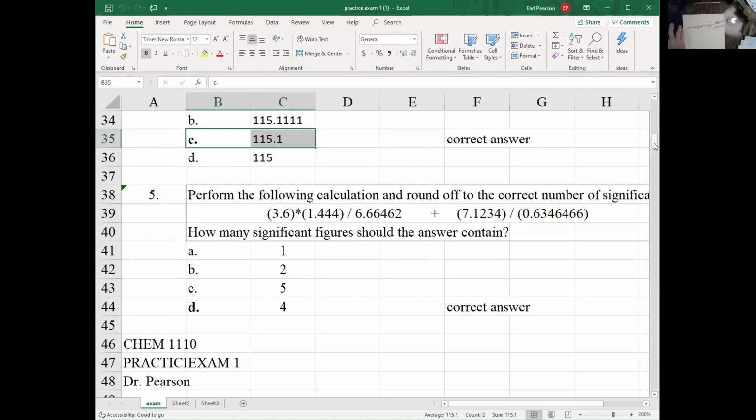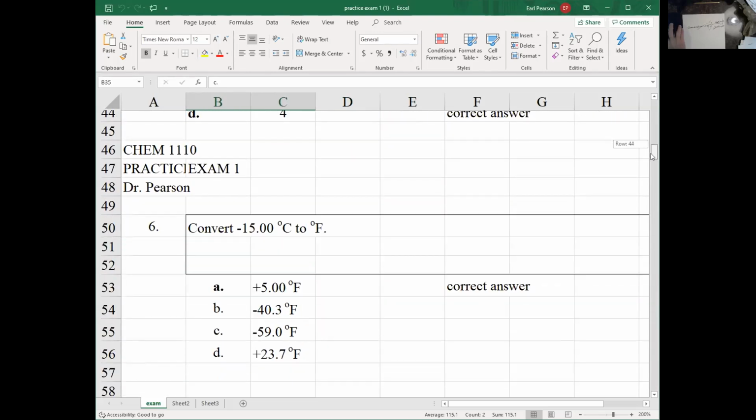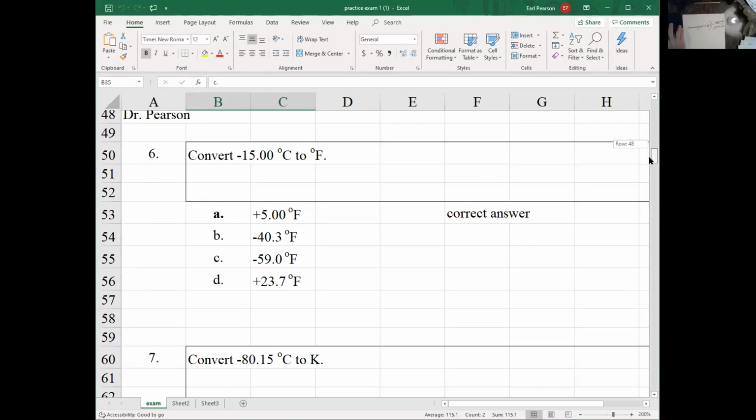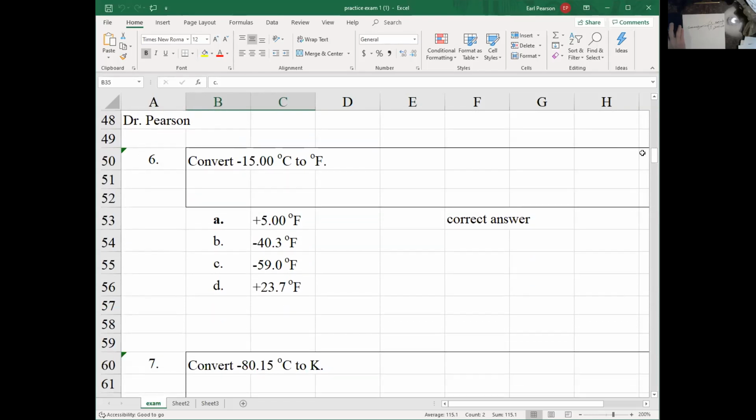Now that's the way you do that. Do not round off the intermediate numbers. That did cause somebody to miss the problem, I remember, when I did a checkpoint. They rounded off some numbers in between and they didn't get the correct answer. They got a slightly different answer. And so I didn't give credit for it.